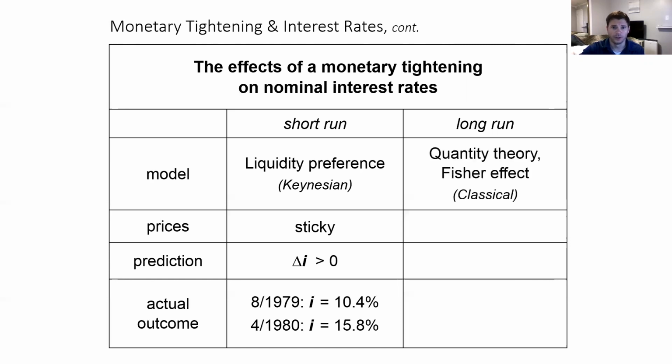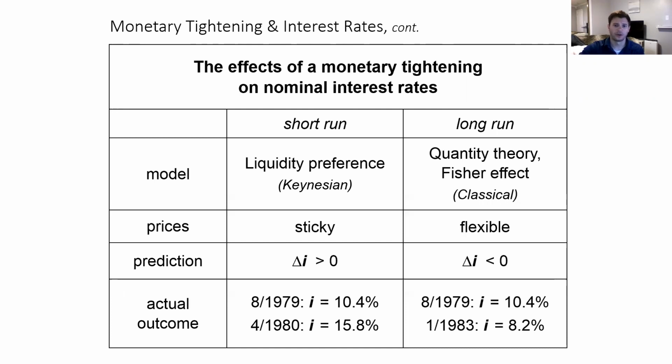However, in the long run, when we're using the quantity theory and the Fisher effect to make our predictions about how money growth affects interest rates, the prediction would be the opposite, that reducing the quantity of money actually reduces long-run inflation, and this puts downward pressure in the long run on the nominal interest rate. Note again, measuring at the same starting point now, but going several years out, we can see that in January of 1983, the nominal interest rate is now down to 8.2%.